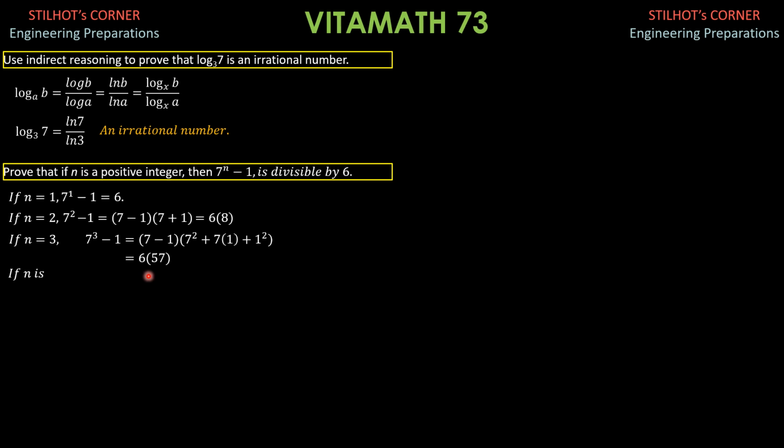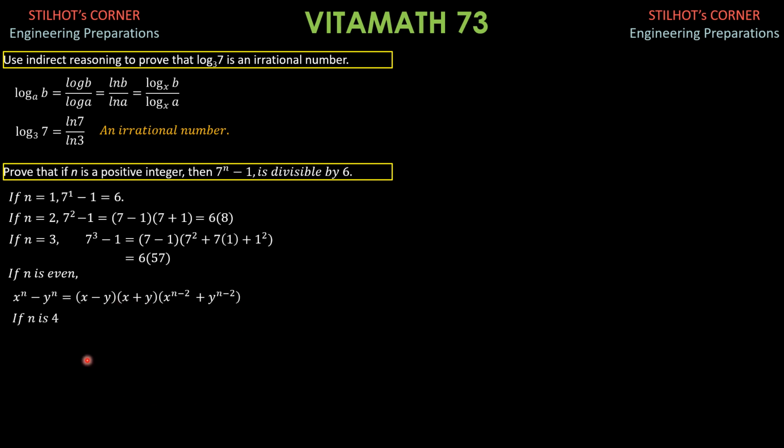Then let's generalize. If n is even, then it becomes a difference of two squares. This is our guide: x to the n minus y to the n is x minus y times x plus y times x to the n minus 2 plus y to the n minus 2. But we can make this general in this part here.